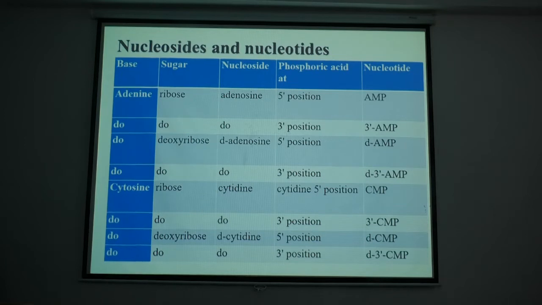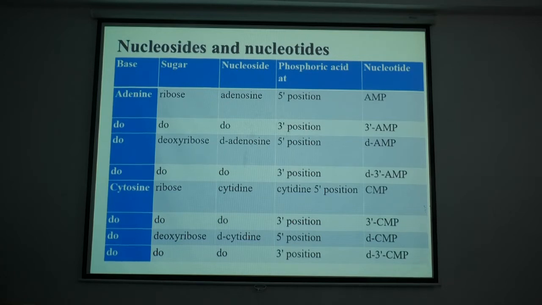Nitrogen base plus sugar. If phosphate is also present, that is a nucleotide. So BSP: base, sugar and phosphate, that will be a nucleotide. Except phosphate, when base and sugar bind, they form a nucleoside. Okay, a nucleoside and nucleotide question may come.